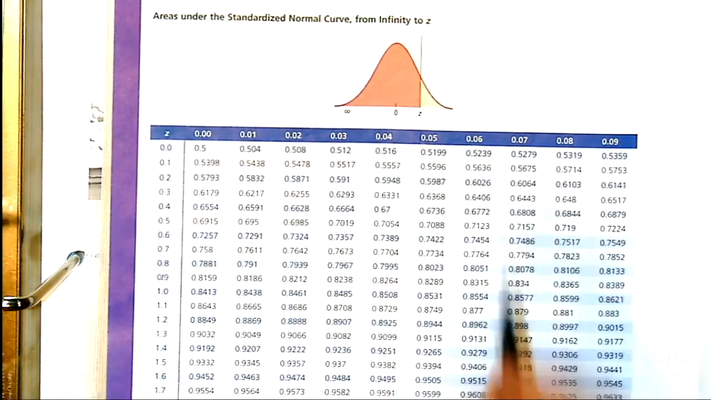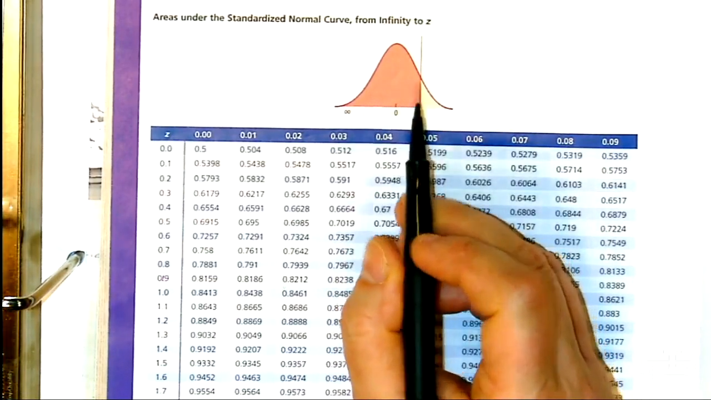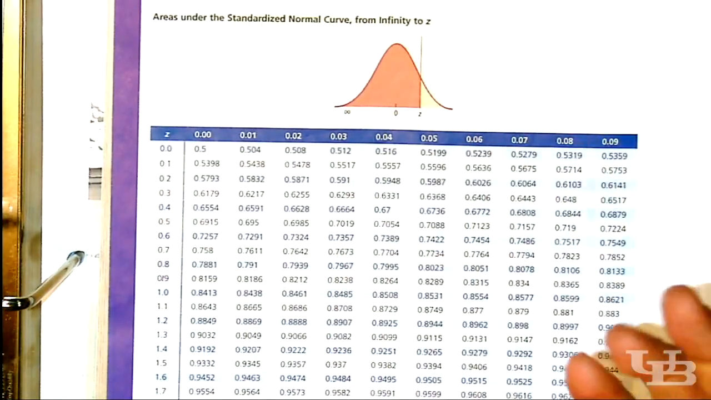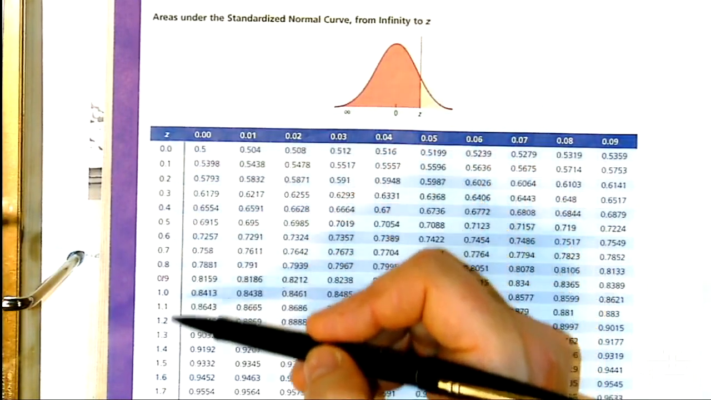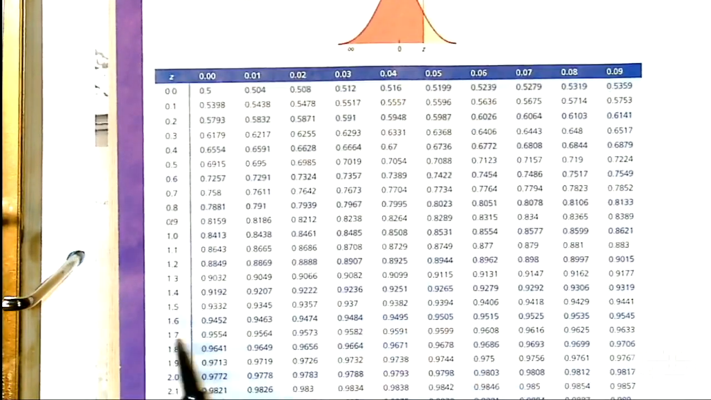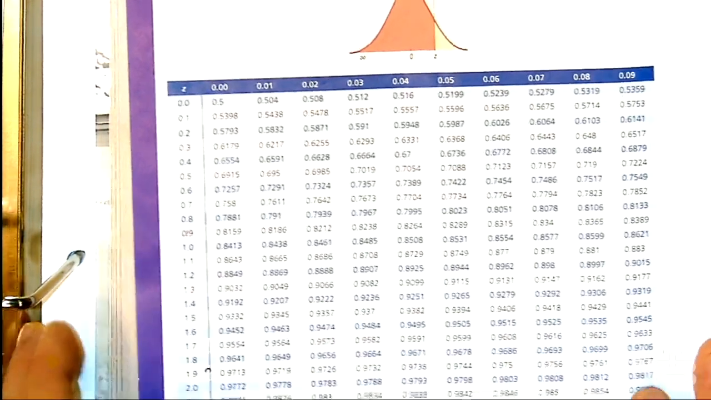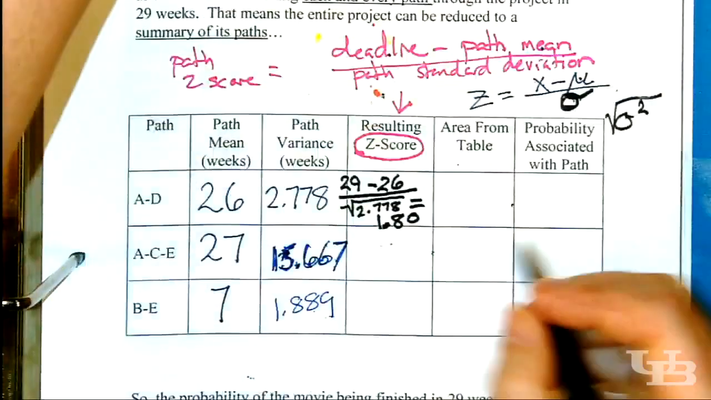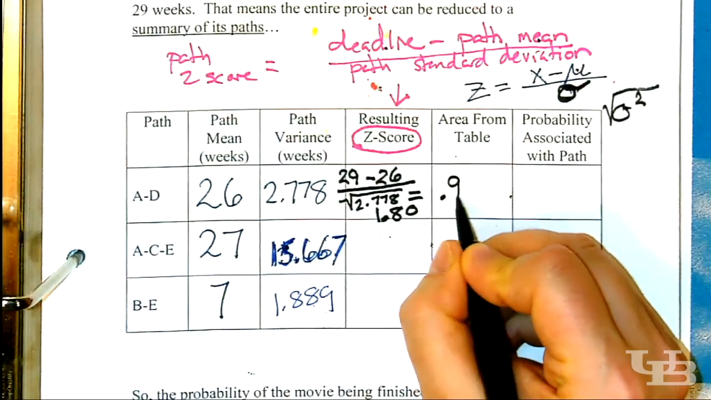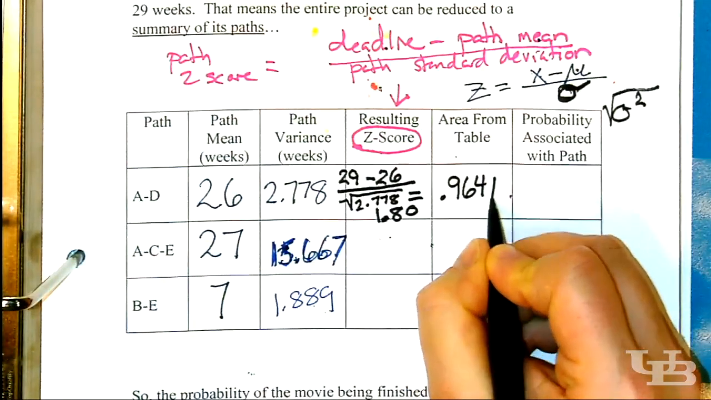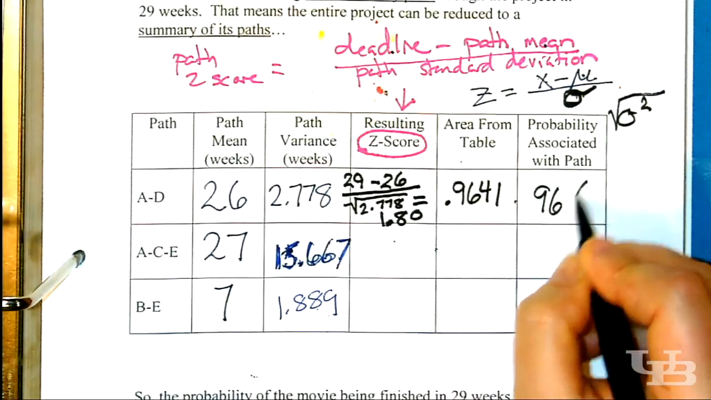Okay, and this is exactly what I want. I have this 1.80. Look up the first two digits here, 1.8, and then scoot over to finish it off with the third digit, 0, which means we're right in here: 0.9641. I'm just reading the table. Area from the table, 0.9641.